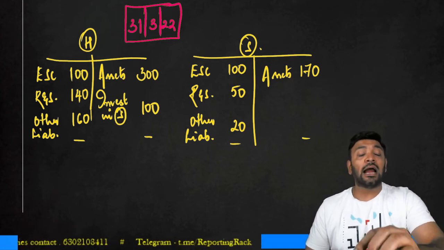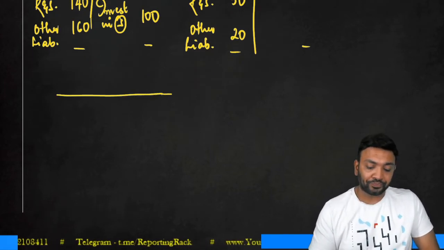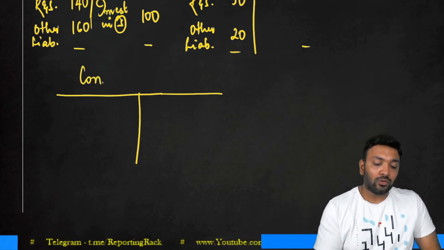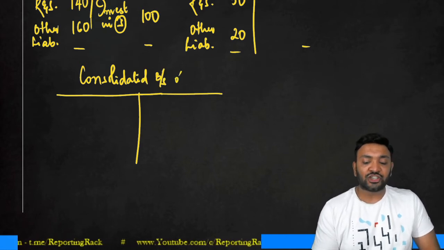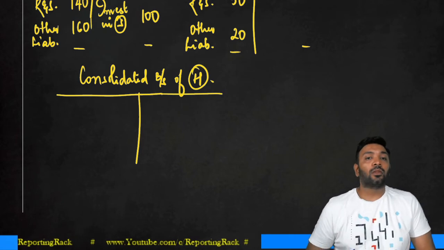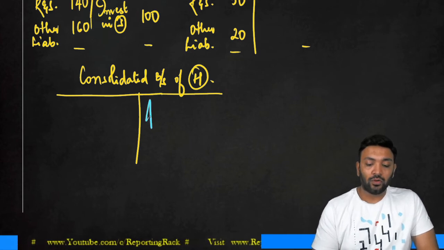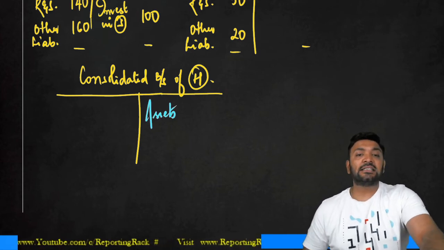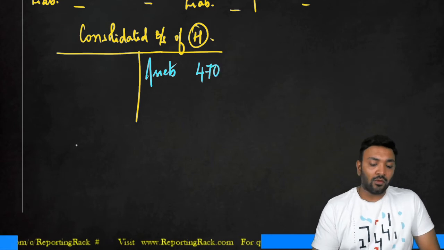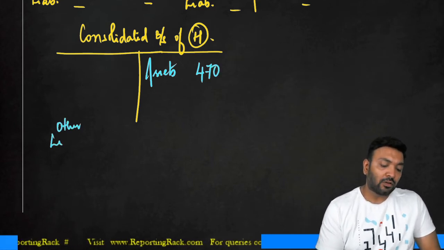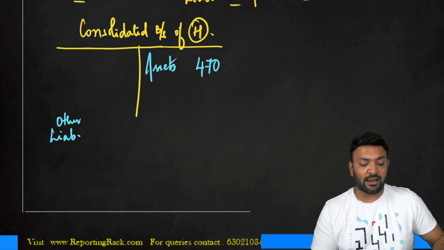Now I'm supposed to identify what the consolidated balance sheet is here. Let's try to prepare a consolidated balance sheet of H. Let's add up. Assets. Total it. What are the assets in the holding company? 300. Subsidiary? 170. 470. What about the other liabilities? Existing 160 in holding plus 20 in subsidiary, 180.